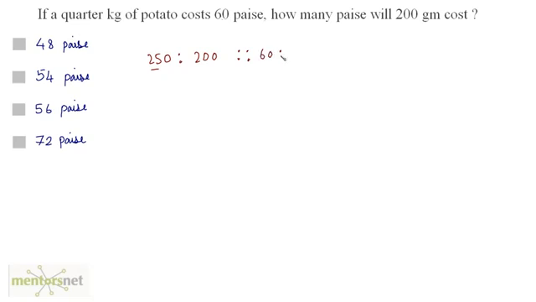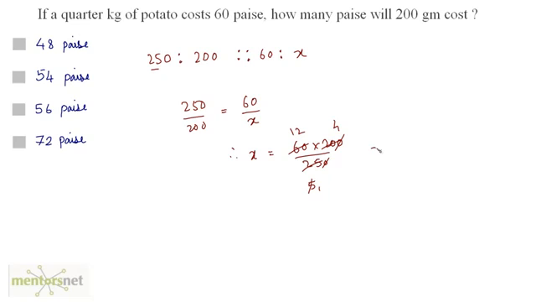The cost of 250 grams of potato is 60 paise. So 60 is to, let the cost of 200 grams of potato be X. So I have 250 by 200 is equal to 60 by X, and therefore X is equal to 60 times 200 by 250. This 0 and this 0 get cancelled out. 5 4s are 20, 5 5s are 25, and then 5 1s are 5, 5 12s are 60. So 12 4s are 48. So 48 paise is the cost of 200 grams of potatoes.